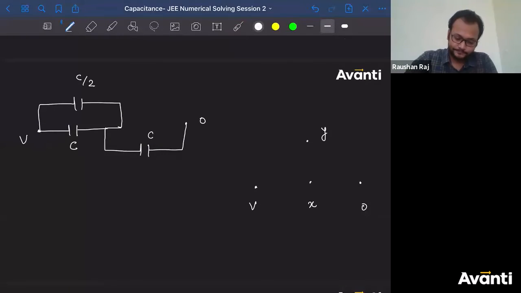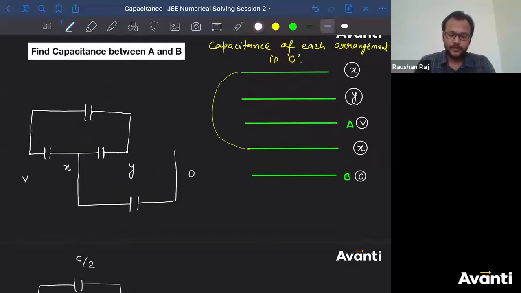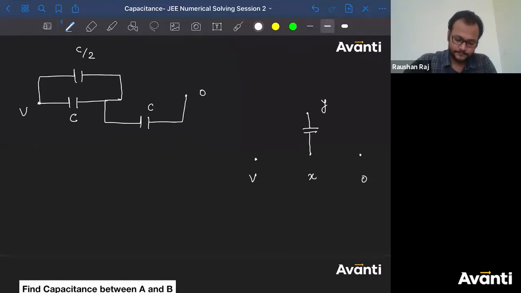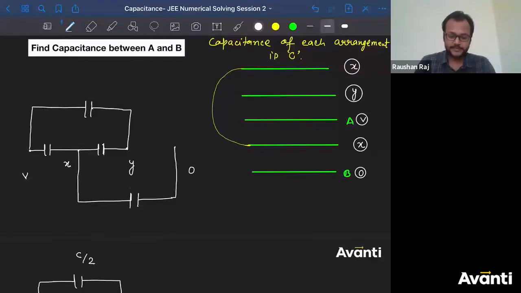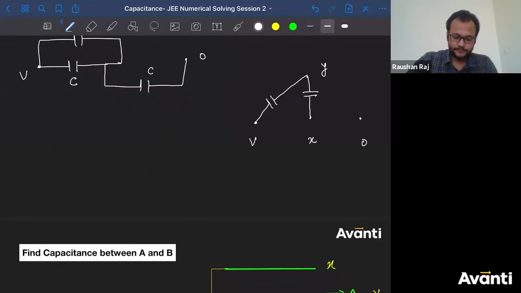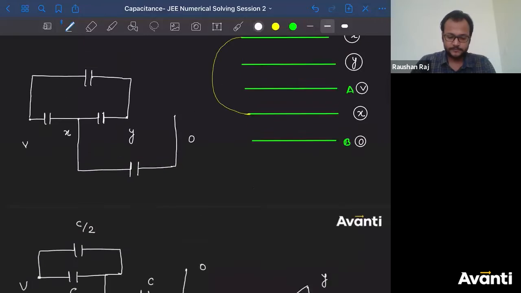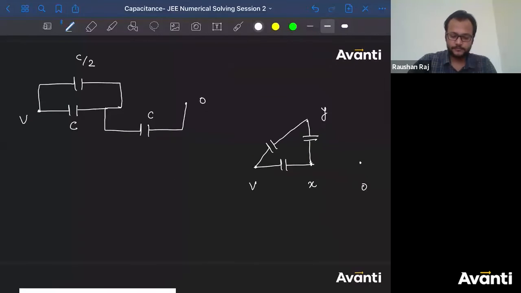Draw it. Done. Second one, y and v. All right. Third one, v and x. Fourth one, x and 0. Now tell me which one looks simpler.